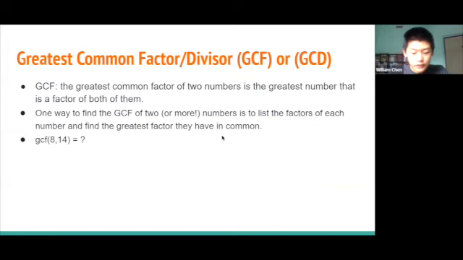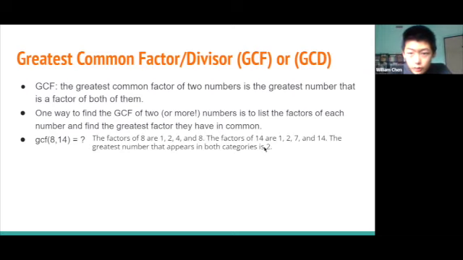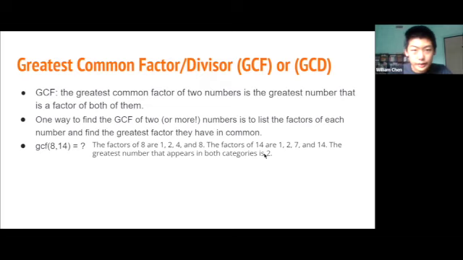Now let's talk about the greatest common factor, or greatest common divisor, also called the GCF or GCD. The greatest common factor of two numbers is the greatest number that is a factor of both. One way to find the GCF of two or more numbers is to list the factors of each number and find the greatest number they have in common. For example, let's look at 8 and 14. Factors of 8 are 1, 2, 4, and 8, and factors of 14 are 1, 2, 7, and 14. The greatest number that appears in both lists is 2.